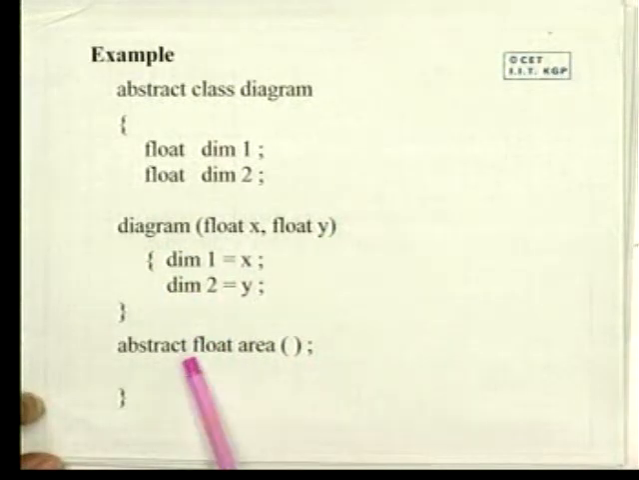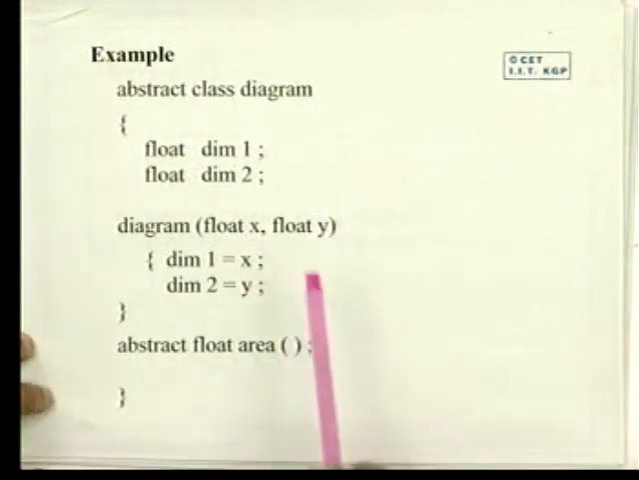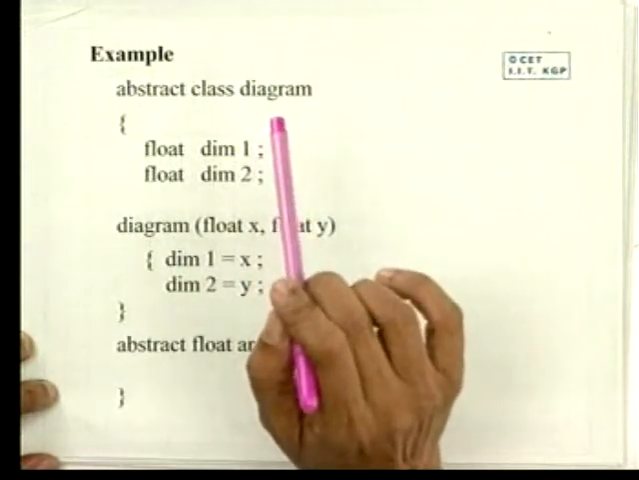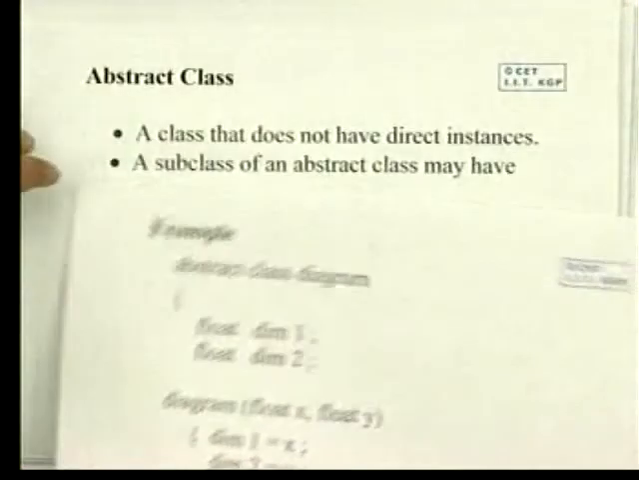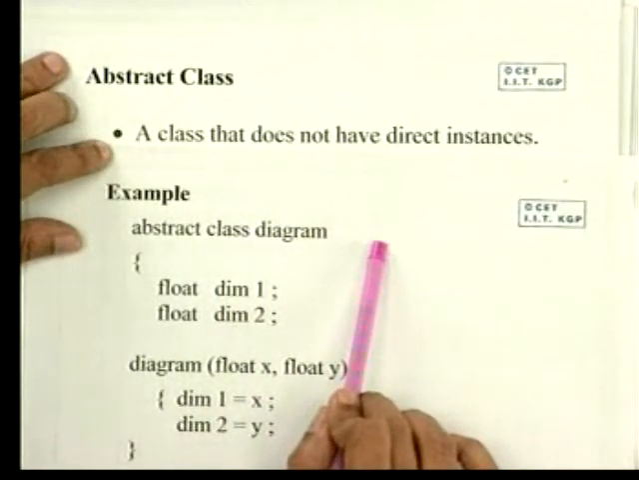And then you look, we have defined a method called abstract float area. In this case, the area function is not given, only the name area has been given, and there will not exist any instance of this class. So, this is an example of an abstract class. The class does not have a direct instance. So, no instance of this class will exist.